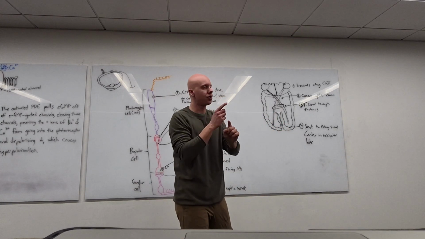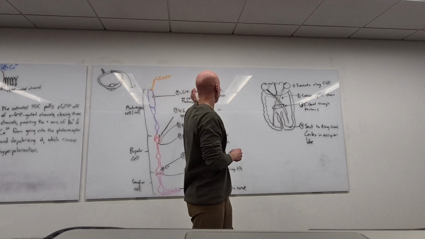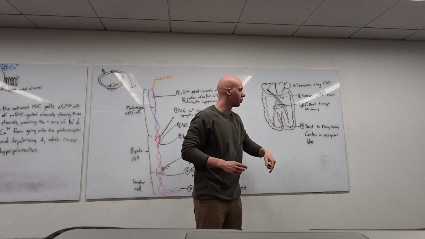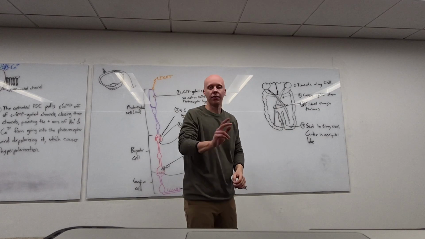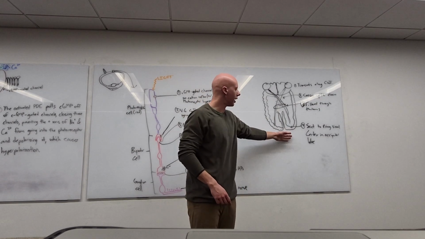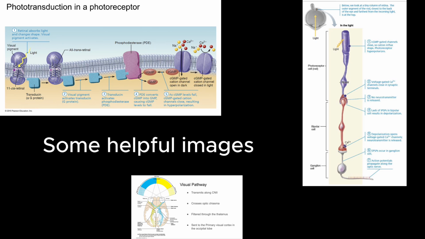And remember, it crosses. So if that light is picked up in the left eye, it's going to cross to the right primary visual cortex in the occipital lobe, and vice versa. Remember, the occipital lobe is in the back of the brain.